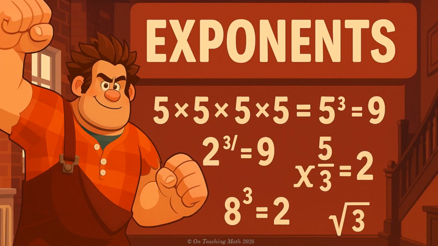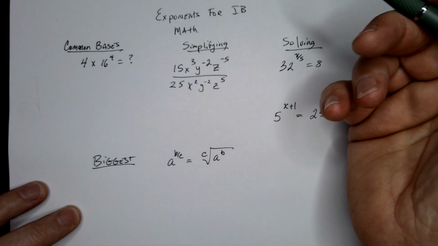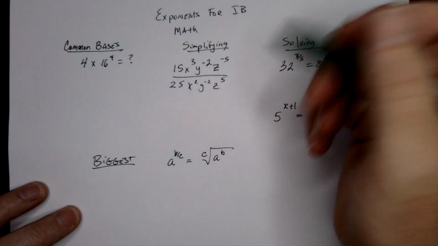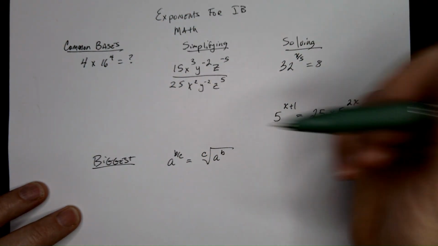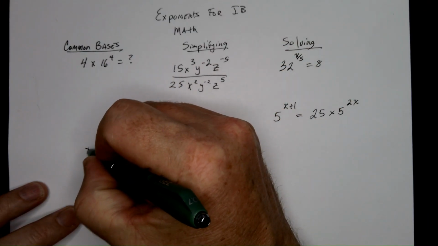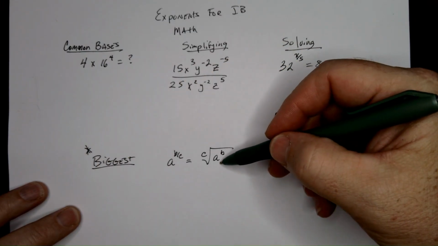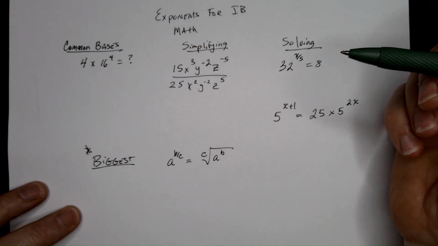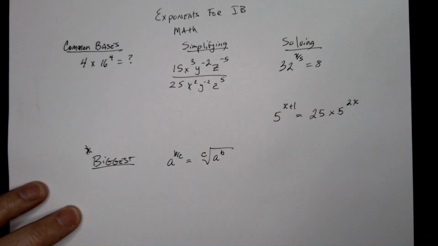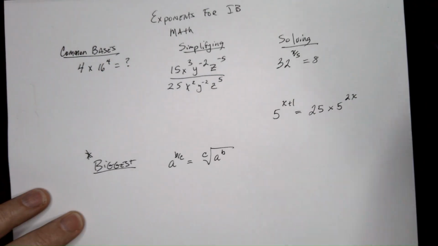All right, let's talk about exponents for IB math, the kinds of things you're going to see that you're going to be expected to do, all that kind of stuff. We've got a couple things we're going to hit: common bases, simplifying, solving, and the biggest one, rational expressions, or rational square roots and radical expressions. So let's get into it.